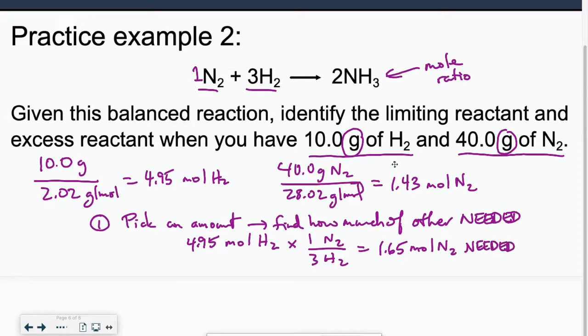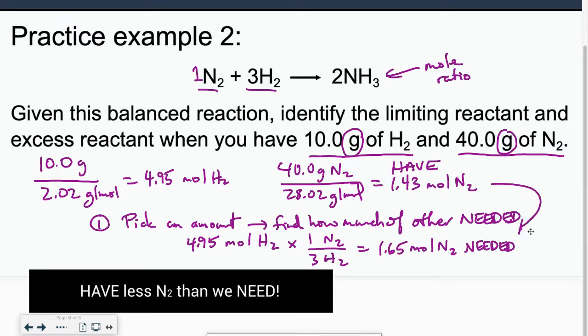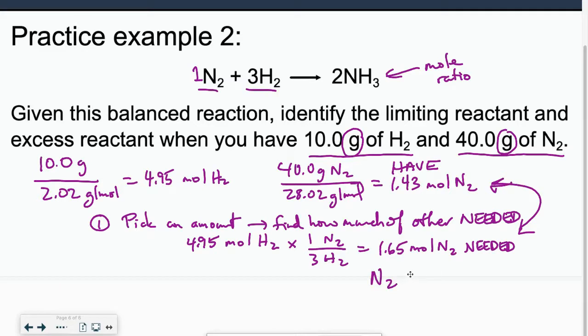Look at what we have. Okay, compare those. We have 1.43 moles of N2. We need 1.65 moles of N2. We need more than we have. Therefore, N2 is the limiting reactant, and H2 is in excess.